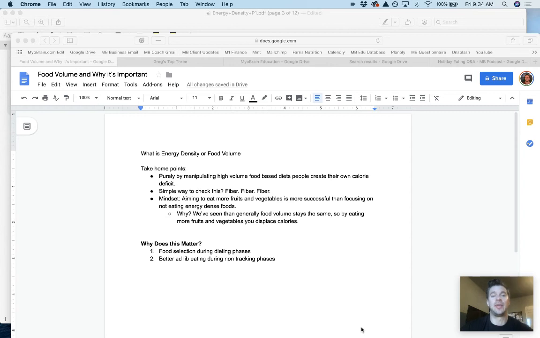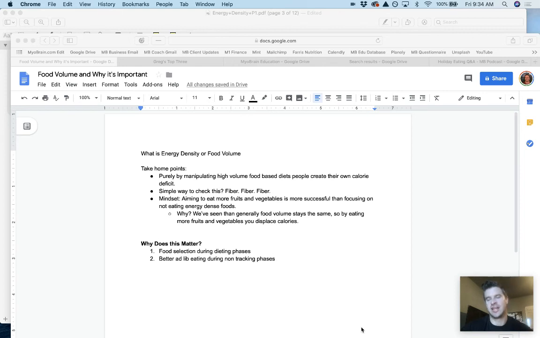So the topic today will be discussing energy density or food volume, kind of a similar concept. We have discussed this before with an episode a while back on the Satiety Index. To review that, the Satiety Index is pretty much a study in which they gave participants an equal amount of calories of different amounts of foods and then measured their hunger levels a few hours afterwards.